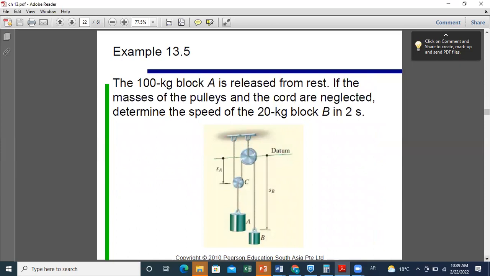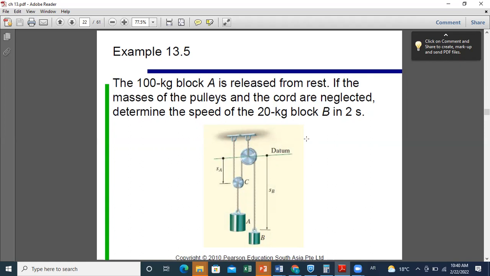Another problem. You will see here that all the concepts we introduced before, we'll use them. I mean, chapter 12 is essential for chapter 13. But for 13, we just add Newton's law. So for example, here, you have the 100 kilogram block A released from rest. If the masses of the pulleys and the cord are neglected, determine the speed of the 20 kilogram block B in 2 seconds.